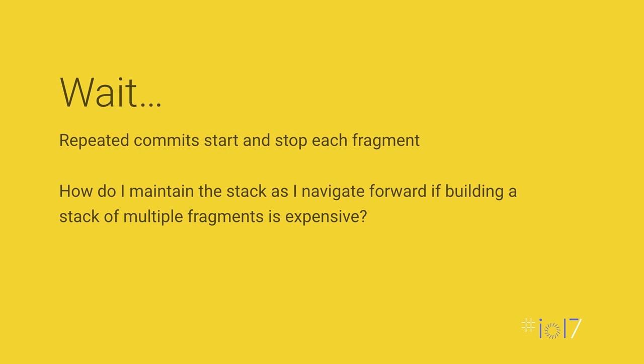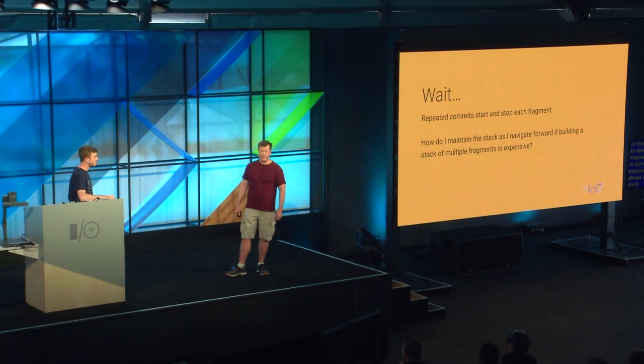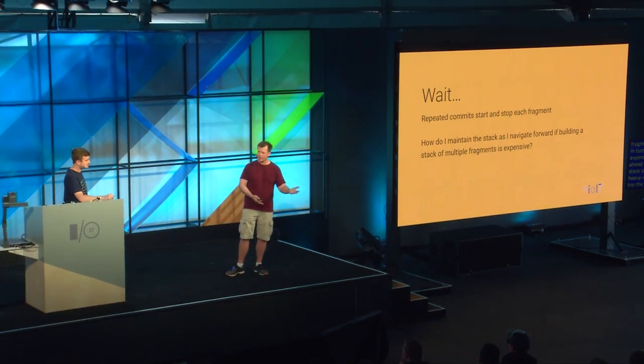Well, hang on, George. If I commit repeated transactions, then each one of those transactions is going to start and stop those fragments as I execute each one in turn. So that can be really expensive, right? How do I maintain that backstack state while not doing a whole lot of really heavyweight work as I start and stop each one of those fragments along the way? Yeah, that's a really big problem, because you have to create all those views, tear them down again, inflation. Right, it seems like a lot of unnecessary work. It is a lot of unnecessary work.